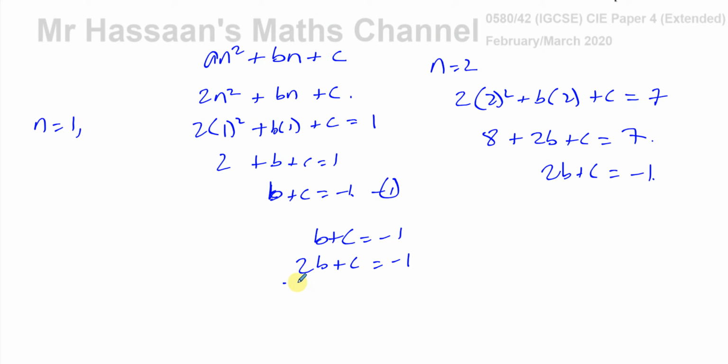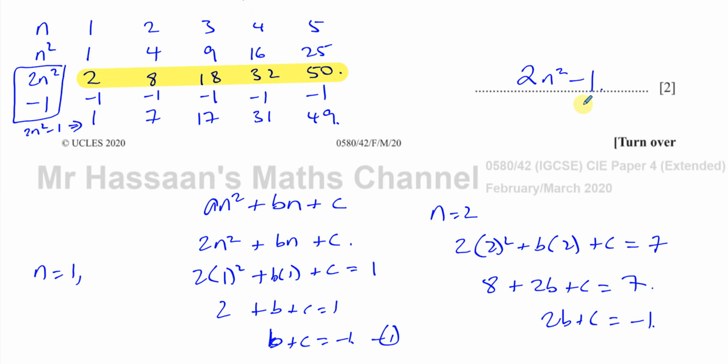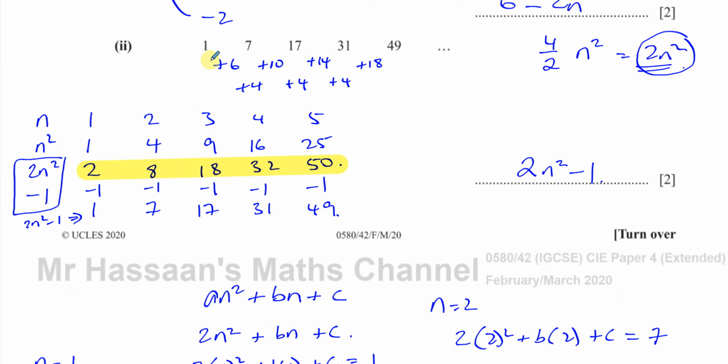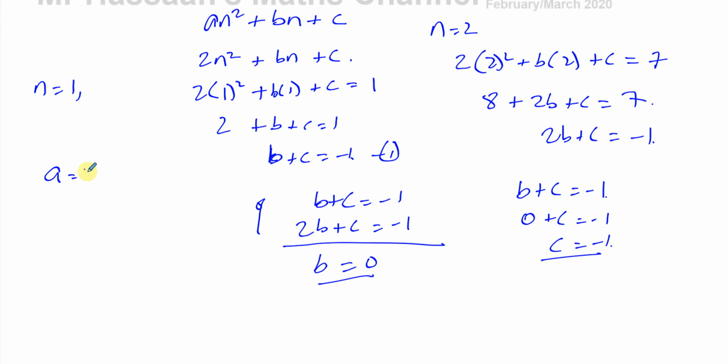And we can, for example, use elimination. So we can subtract these two equations. I'll subtract this way. 2b minus b is going to give me 1b. c minus c is 0, and -1 minus -1 is 0, so we know b is 0. Then we can find c. We can say b plus c equals -1, so 0 plus c equals -1, so c equals -1. So now we know what a is. As we mentioned, a is 2, from the same reasoning that we found before: half of the second difference. And we know b is 0, so we have a is 2, b is 0, and c is -1.